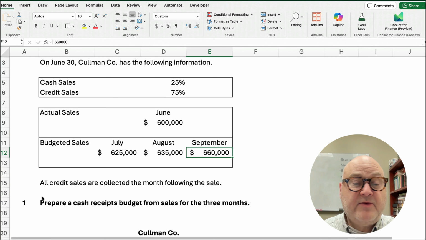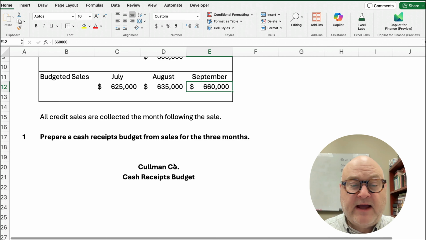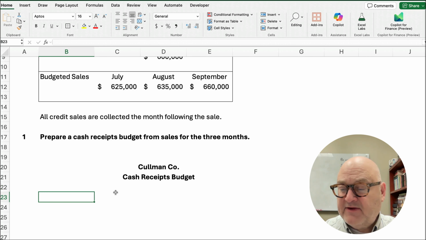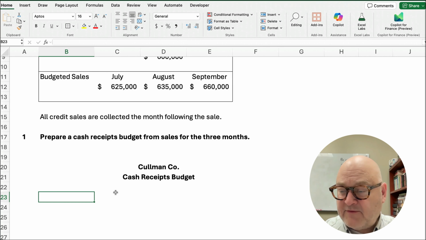So here's what we need to do. We need to prepare a cash receipts budget from sales for the 3 months, July, August, and September. I've set up a little heading just to get organized here. I just call it the name of the company and then the cash receipts budget. This is really only from sales. It's not like we're collecting money from a note or from borrowing money or whatever. So this is cash receipts from sales.